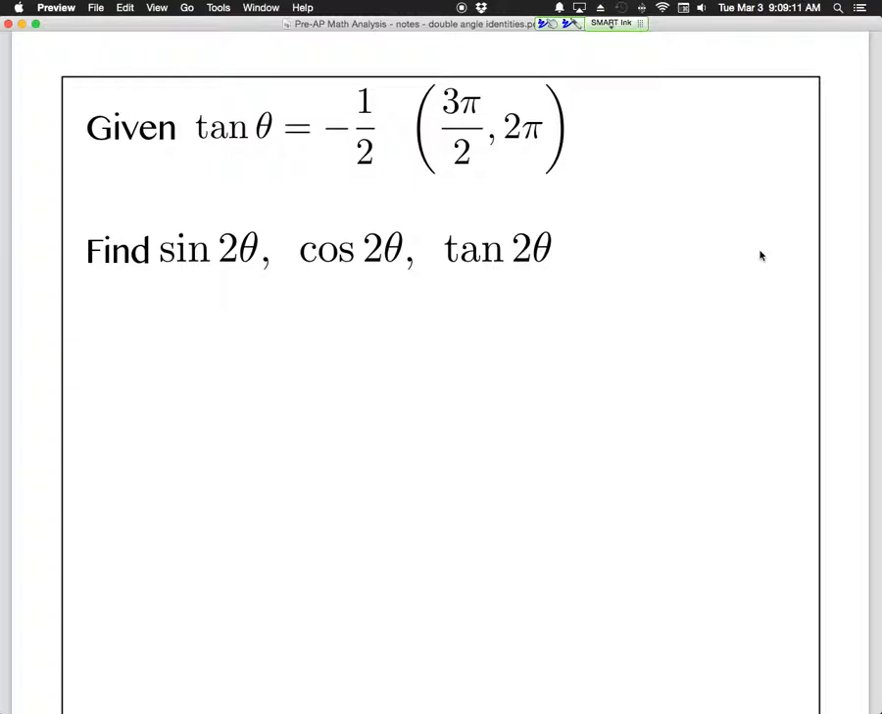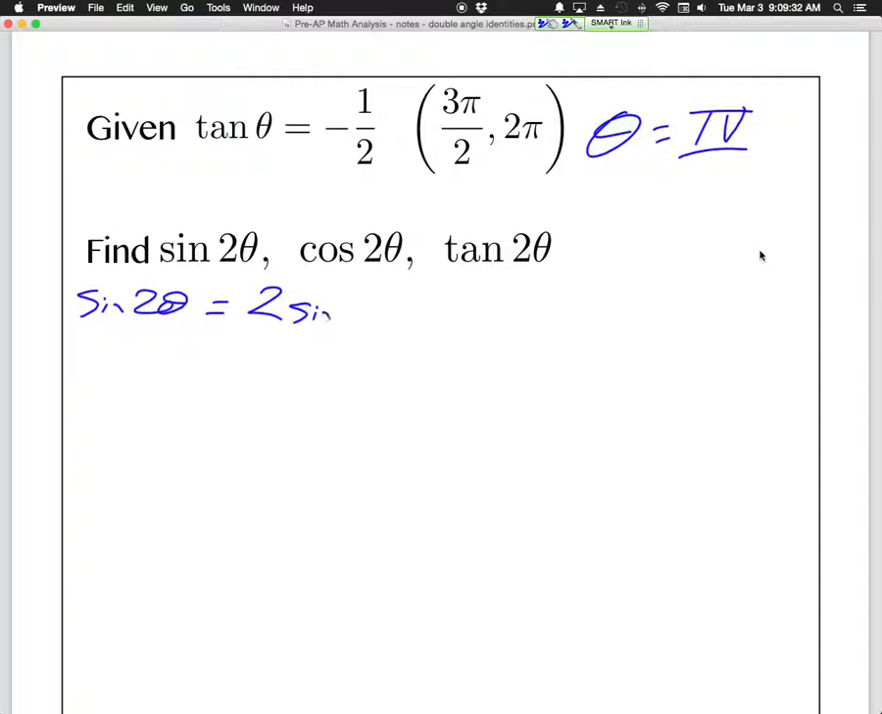Others. 3 pi over 2 is here, and 2 pi is here. What quadrant is this? What quadrant is that? 4! Alright. So we know our quadrant is 4. So let's start with sine again.